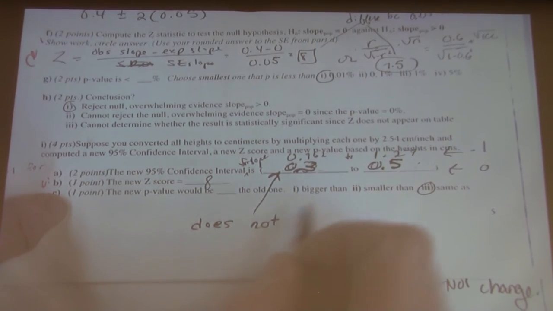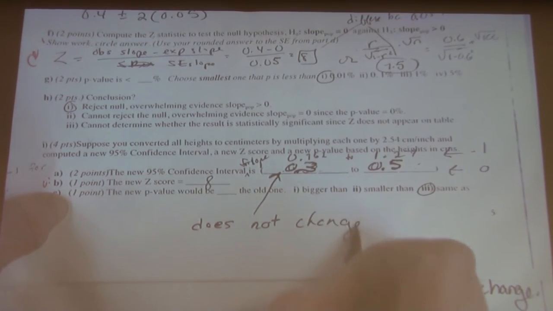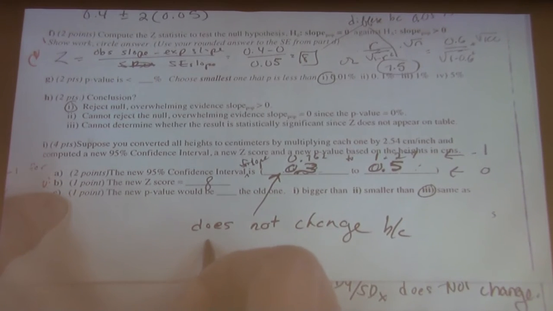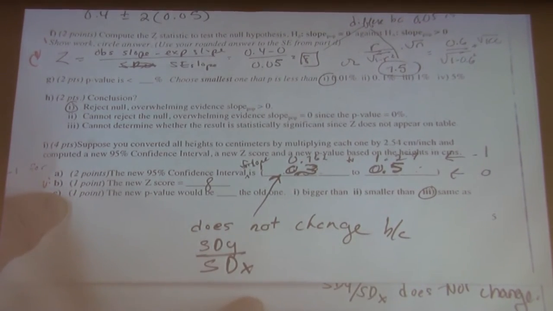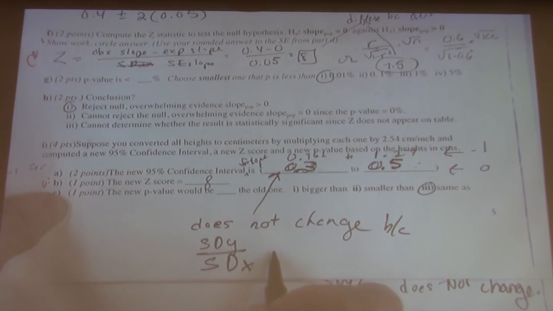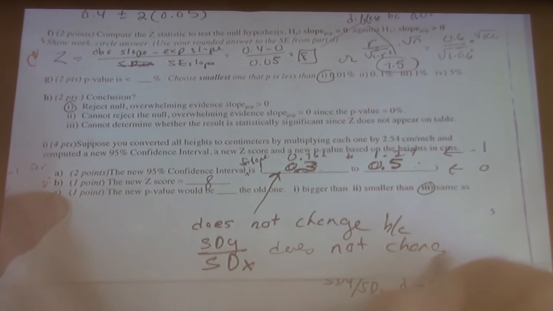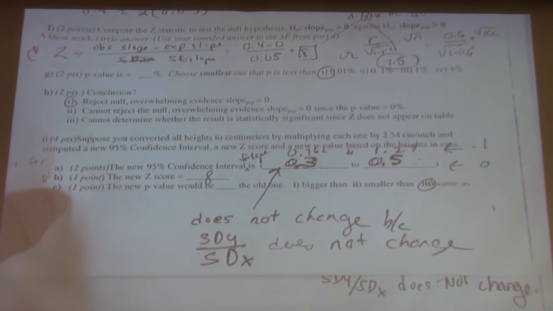The confidence interval for the slope does not change. Why? Because the slope depends on SDY over SDX, right? And that's not going to change. Each one of those will change by 2.54, but then the ratio doesn't change.